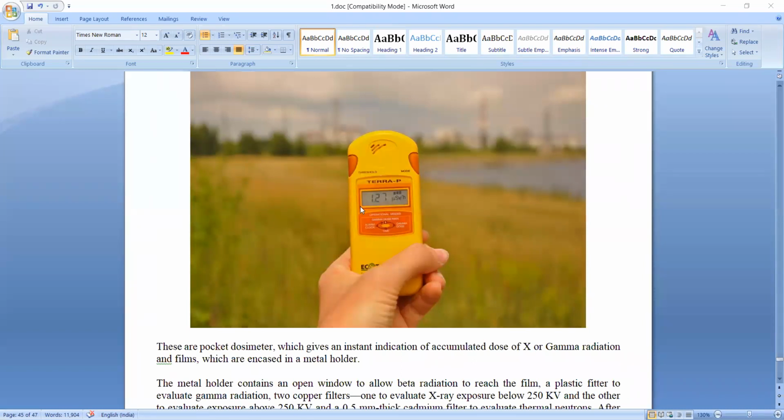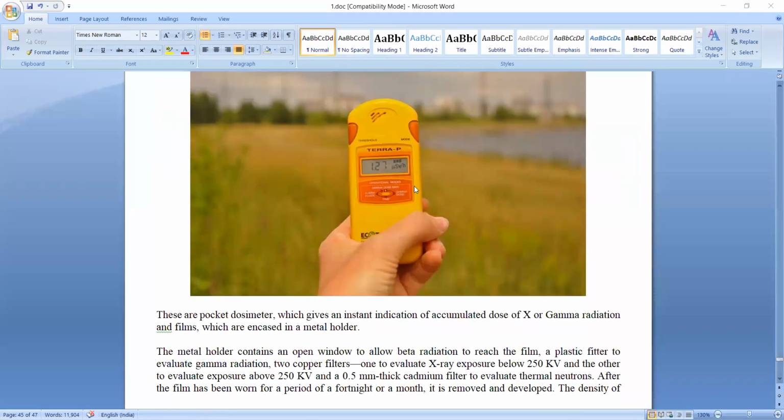Here we have a film inside. You know how films are used to find the radiation effect in testing. You are using films for getting the radiation effect, for finding the defects. In a similar manner, we are using the same technique for measuring the radiation. Here we are using films.